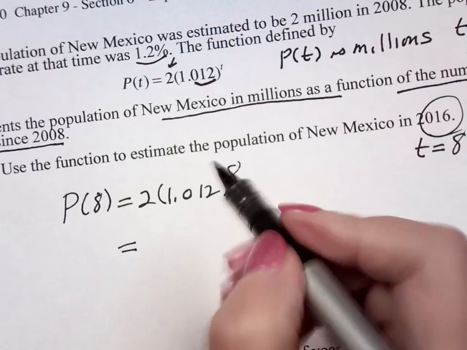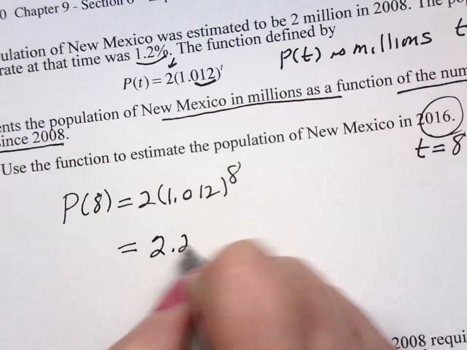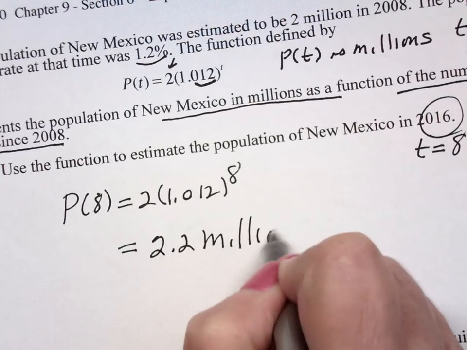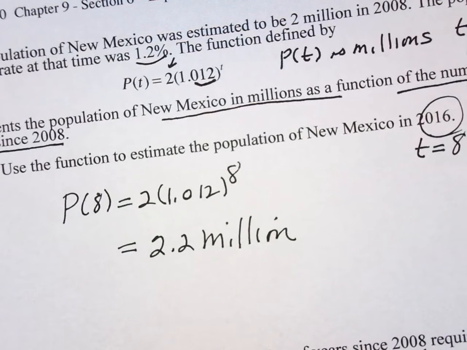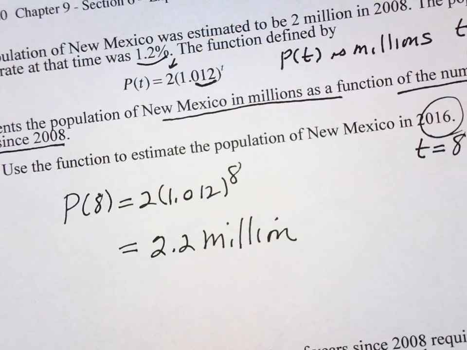They're not growing very fast. 2.2 million. 8 years, 2.2 million. That's only 0.2 million people. Not very many. They need to be more productive in New Mexico.